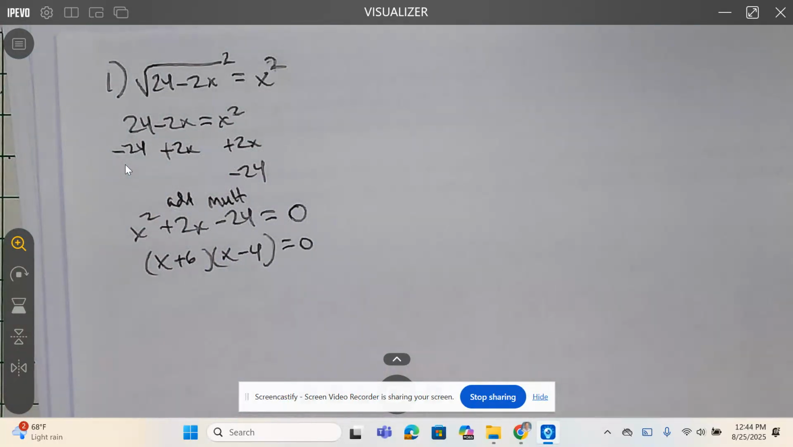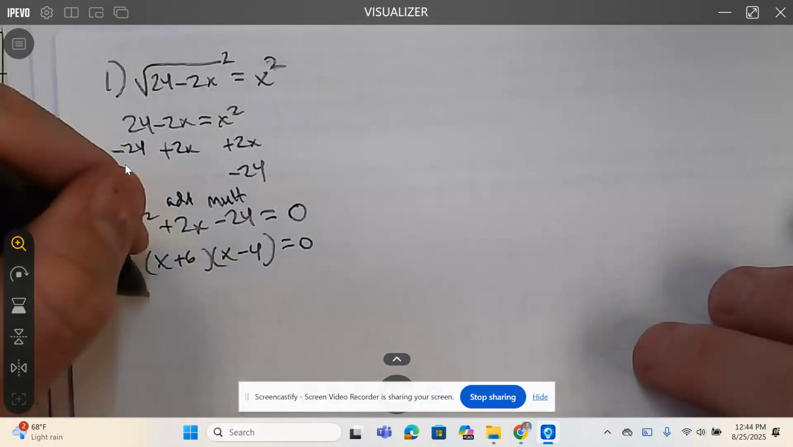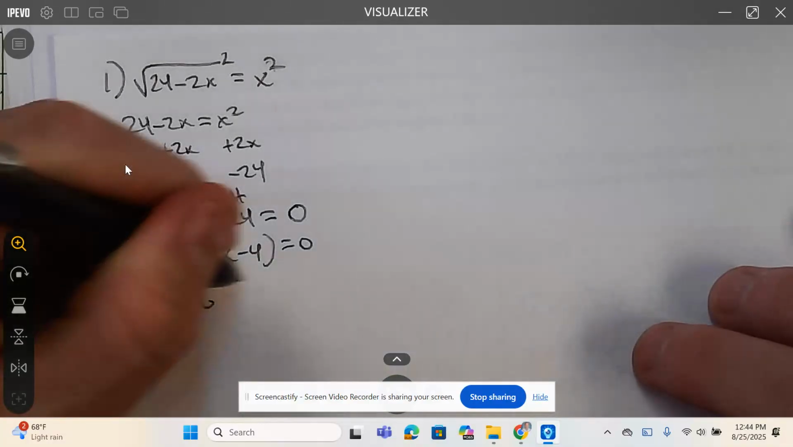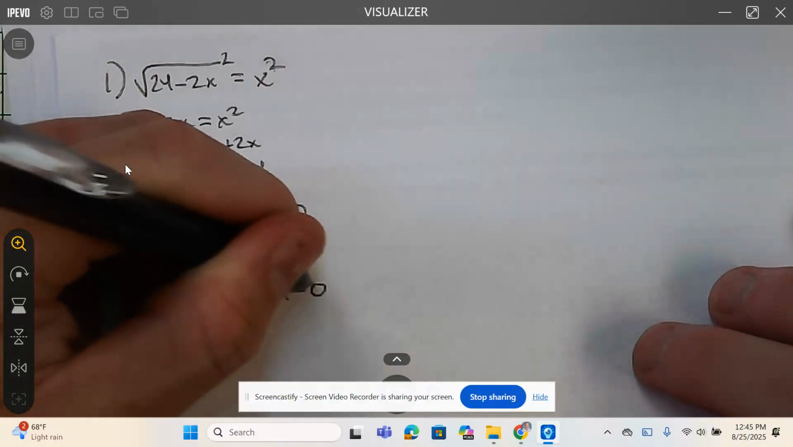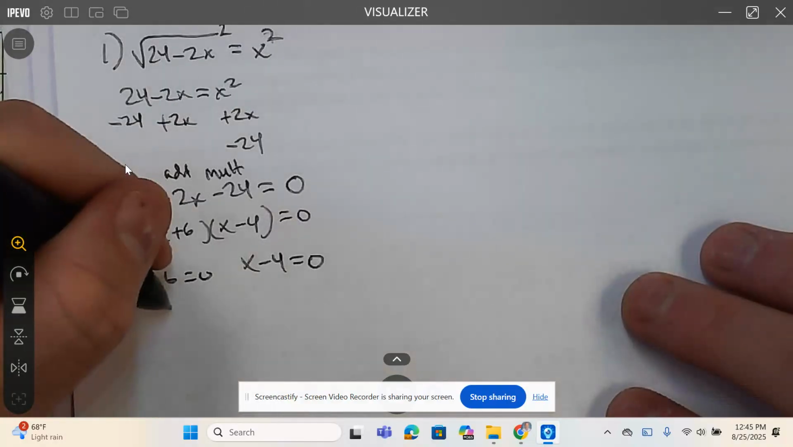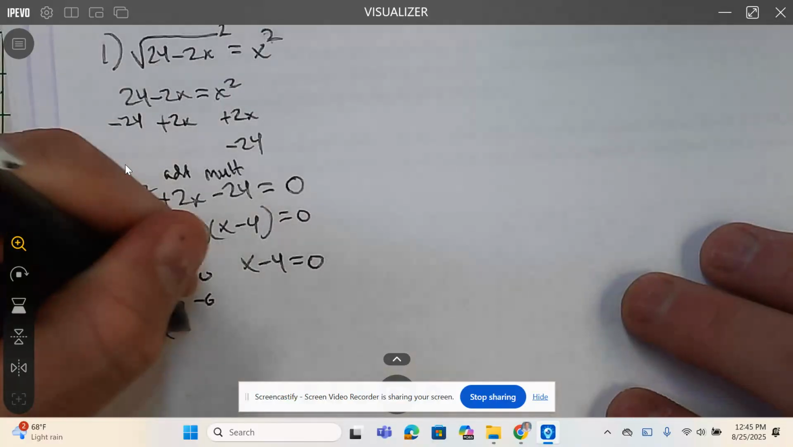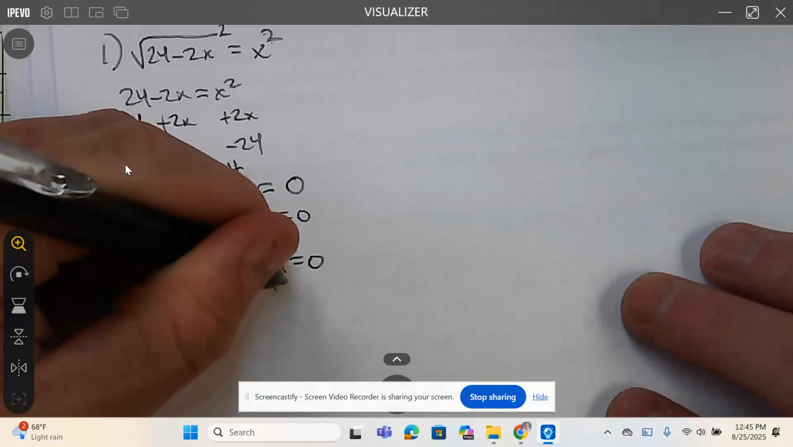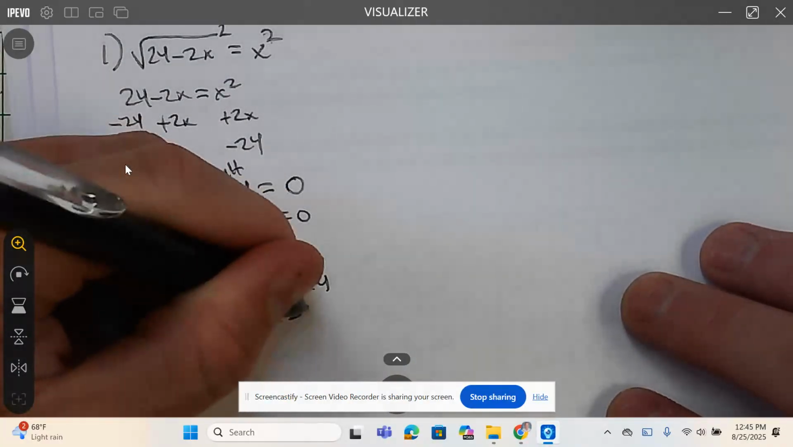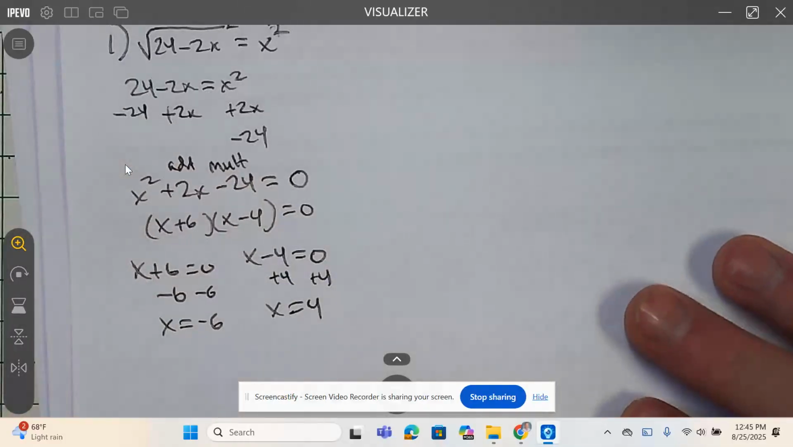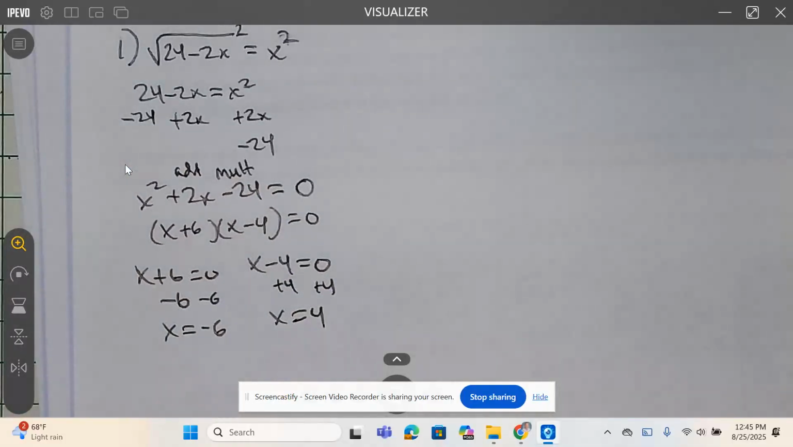All right. Now we solve them. You could do this in your head if you wanted. So x plus 6 equals 0. So subtract 6, x equals negative 6. Add 4, x equals 4. So I get two answers. But if we learned our lesson from the notes, they're probably both not going to work.